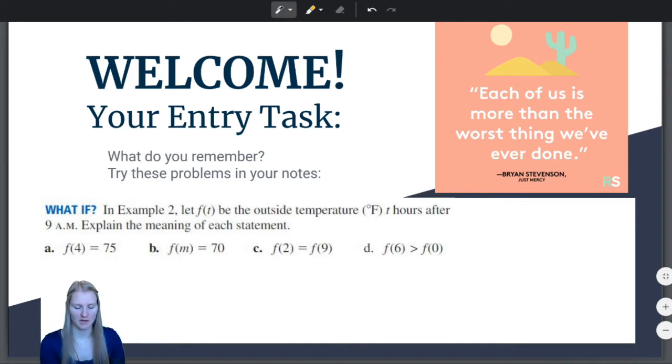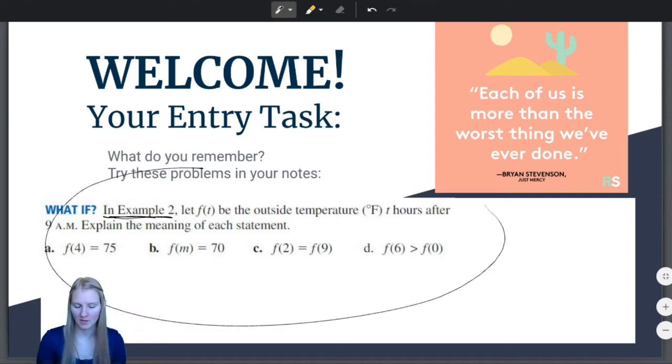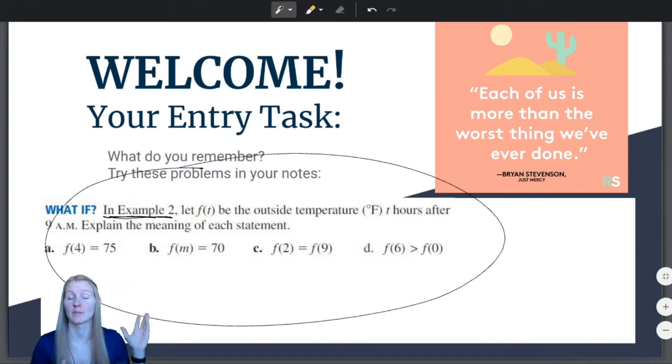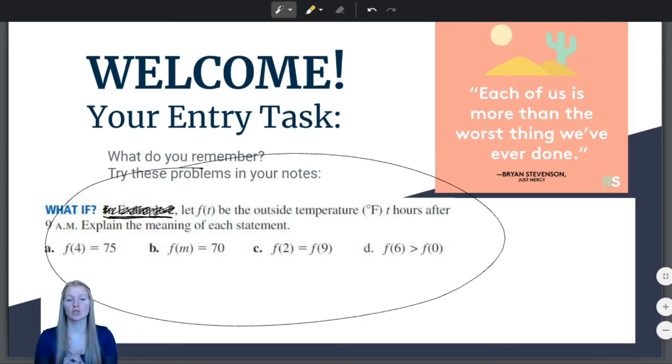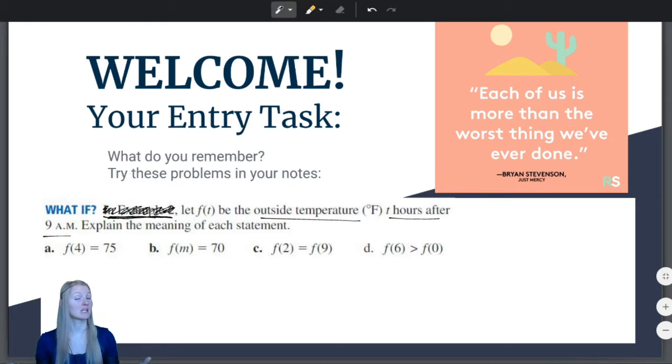You'll notice that this says in example 2. Remember, the first problem that we do is always a little review from the previous video. So when they say in example 2, they're talking about the last example we did in the last video. But you actually don't even need that to do this problem. We can just let f of t be the outside temperature t hours after 9 a.m. Explain the meaning of each statement.